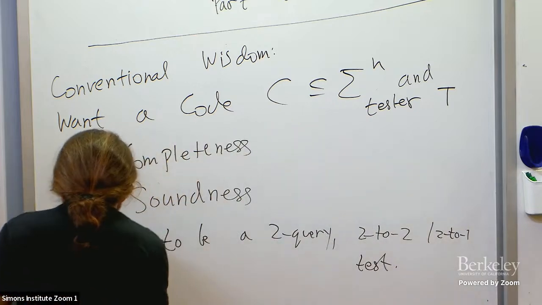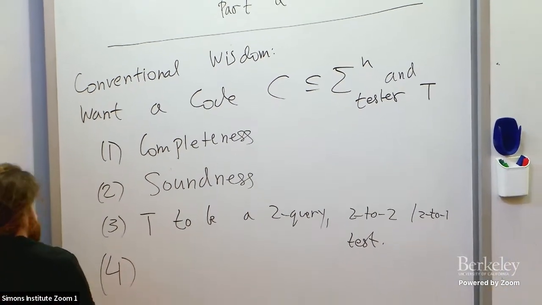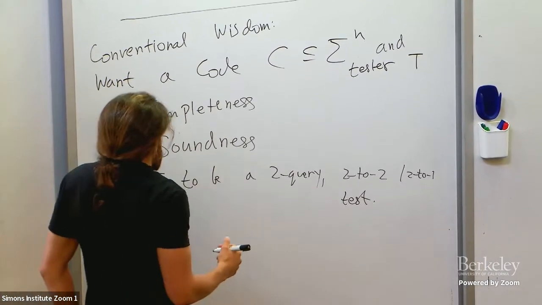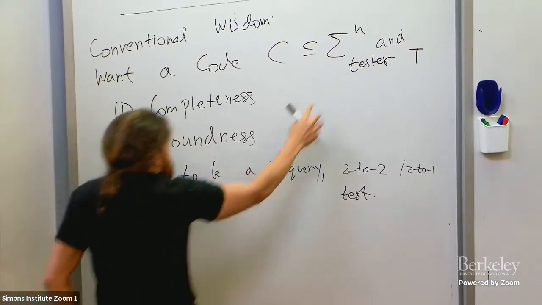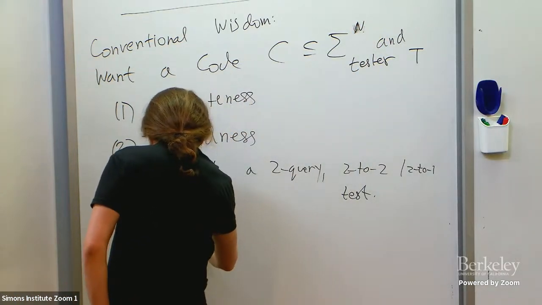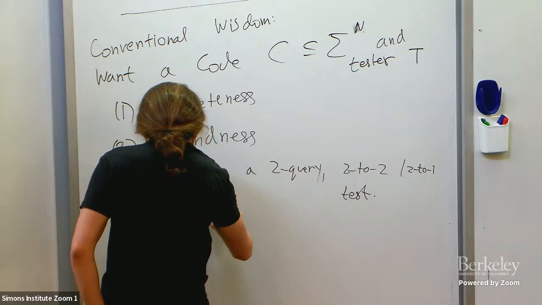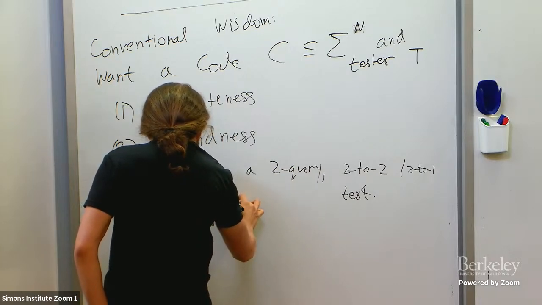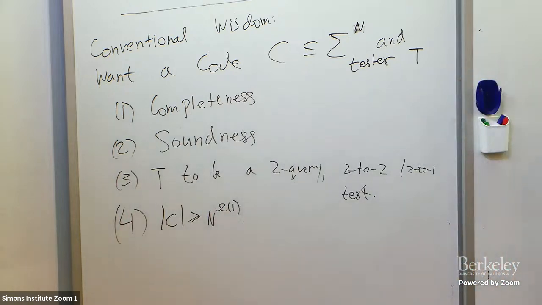And finally, we have this condition about the blow up. We want the code to not be too small. Capital M. We want C to be at least polynomial in the dimension. You want it to be large. So this is the conventional wisdom. This is exactly as we had in the slide.